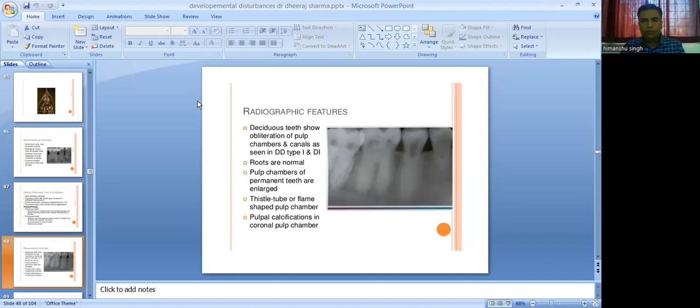Radiographic features show the deciduous teeth with augmentation of pulp chambers and canals as seen in dentin dysplasia type 1 and type 2. Roots are normal. The pulp chambers in the permanent teeth have become masked. The thistle tube or flame-shaped pulp chamber can be seen. Pulpal peripheral calcifications are also seen in the coronal pulp.